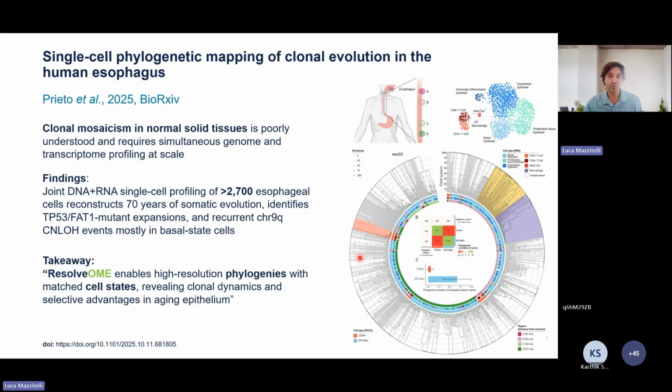and repeatedly found 9q copy-neutral loss of heterozygosity events that tend to appear in basal epithelial cells. So combining DNA and RNA from the same cells was really essential to link these mutations to specific cell states and also to understand how certain clones gain a selective advantage during aging.